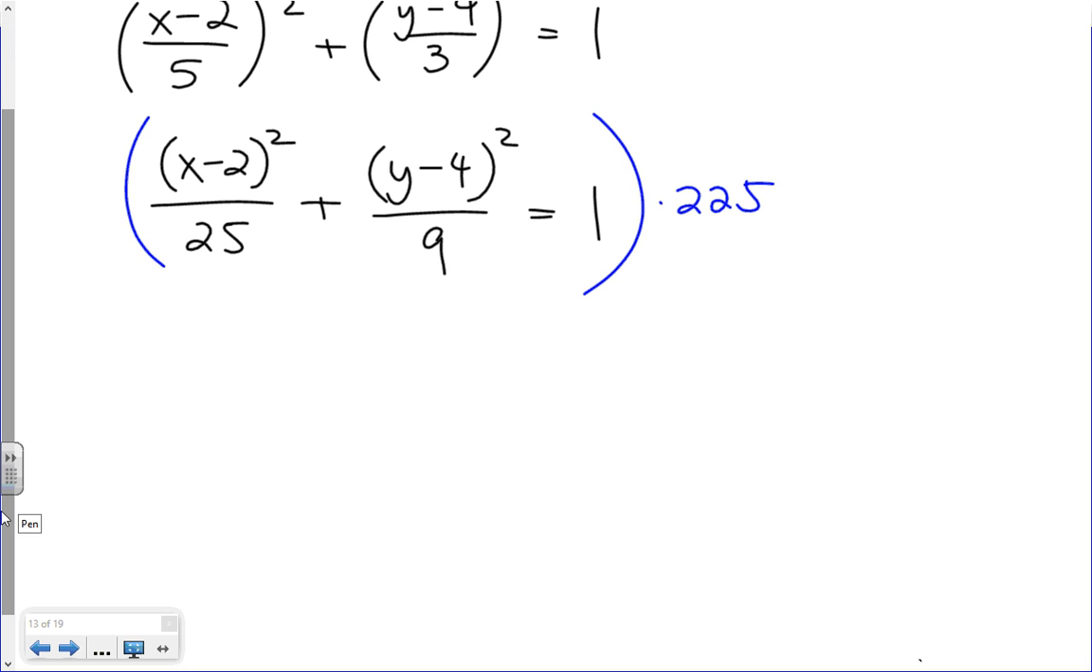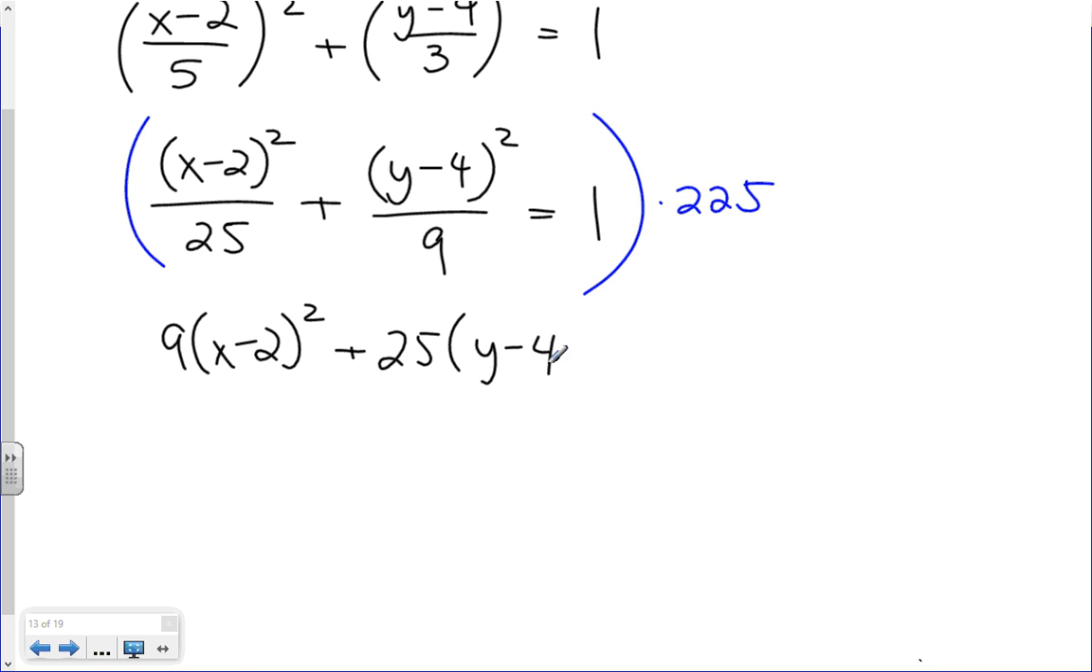So when I multiply this first fraction by the 225, of course, I've got 225 divided by 25, which gives me 9. I'll have 9 times (x minus 2) squared. That's where that 9 is coming from. It's because of the fact that 225 divided by 25 is leaving with a 9. Do the same thing here. When I multiply 225 times this fraction, I've got 225 divided by 9. That's going to give me 25 times (y minus 4) squared. And of course, 1 times 225, that one's pretty easy. That's just 225.